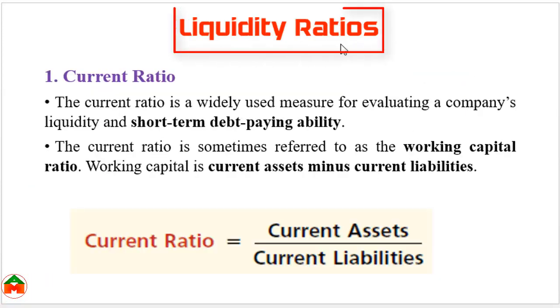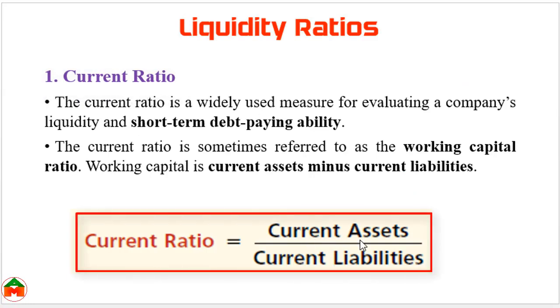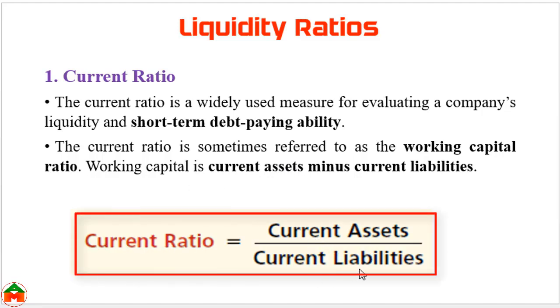Let's see the details of the ratios under these three types. Under the liquidity ratios, the first ratio is the current ratio. Current ratio is calculated by dividing current assets by current liabilities. By this ratio, we can measure the short-term debt paying ability of a company. Current ratio is also known as the working capital ratio, and we get the working capital by deducting current liabilities from current assets. However, the formula of current ratio is current assets divided by current liabilities.